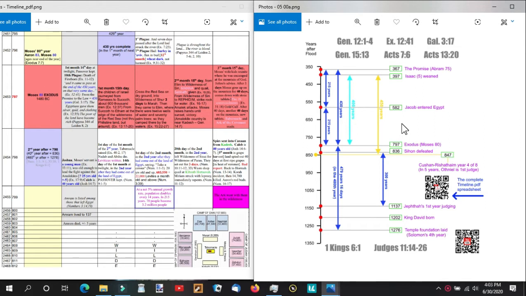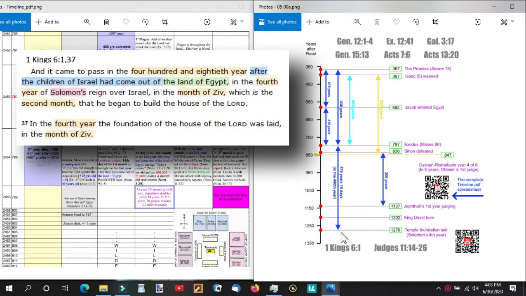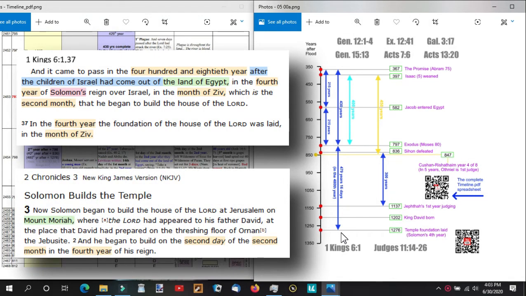So we finished the section of the timeline that goes from the promise to the Exodus, and now we begin the next section that goes from the Exodus until the 4th year of Solomon, when the temple foundation was laid in the 2nd month, which at that time was called the month of Ziv. It was the 480th year after the children of Israel had come out of the land of Egypt, and Solomon began to build on the 2nd day of the 2nd month.